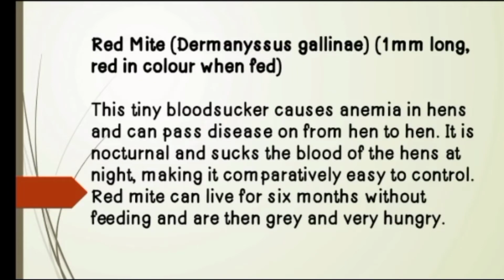Red mite or Dermanyssus gallinae. This tiny bloodsucker causes anemia in hens and can pass disease on from hen to hen. It is nocturnal and sucks the blood of the hens at night, making it comparatively easy to control. Red mites can also live for 6 months without feeding and are then gray and very hungry.